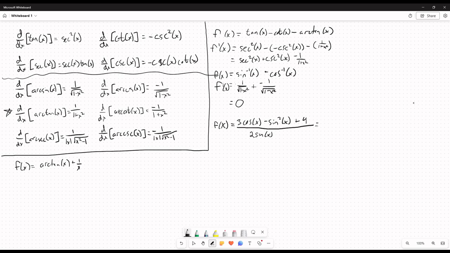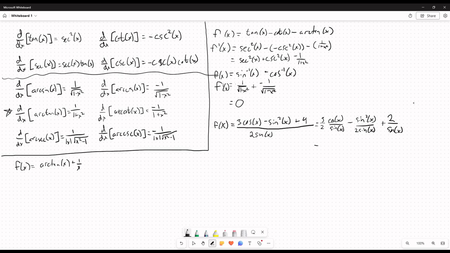We actually have all the tools we need to do this, and all we need to do first is break up this fraction into 3 parts. First, we have 3/2 cosine of x over sine of x, minus sine squared of x over 2 sine of x, plus, I'll cancel the 4 and the 2 over sine of x.